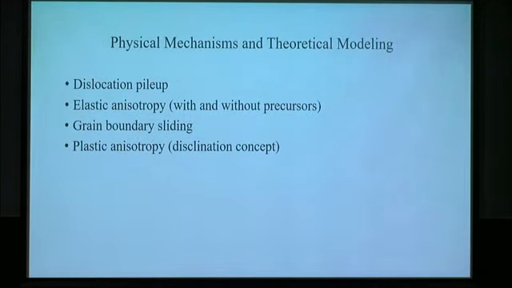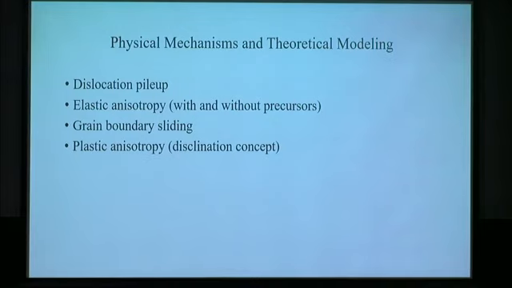Now I'm going to review some of the physical mechanisms of crack nucleation that were developed to explain some of these phenomena. I'm going to go over the dislocation pileup mechanism, the so-called elastic anisotropy mechanism, and there's some issue with the so-called precursors. Precursors are basically small cracks, perhaps, which exist in the ice microstructure before you load it. And I'm going to talk about grain boundary sliding. And lastly, I'm going to talk about something which I am working on, the plastic anisotropy.